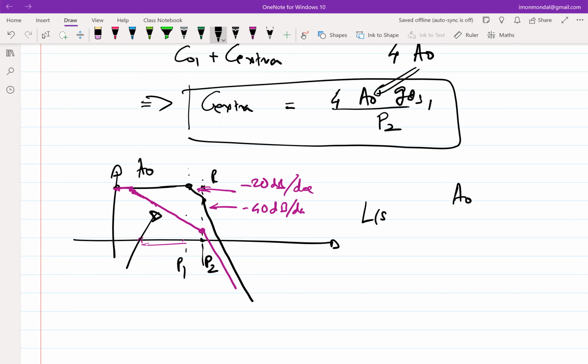So this is an ideal integrator. You have an integrator-like response in this part of the frequency response. Then after this, when omega is greater than P2, your L(s) becomes A0 over s squared P1 P2. So now your integrator-like response is lost here.